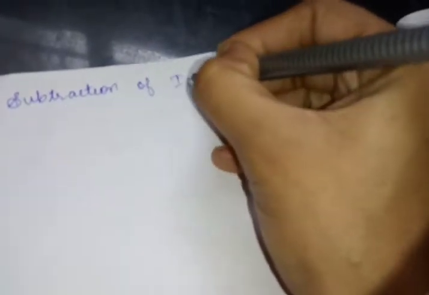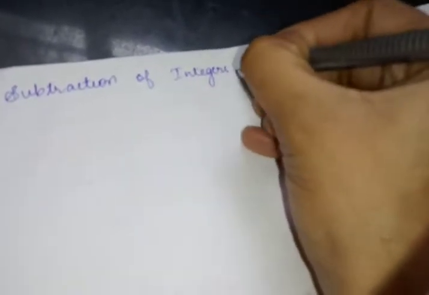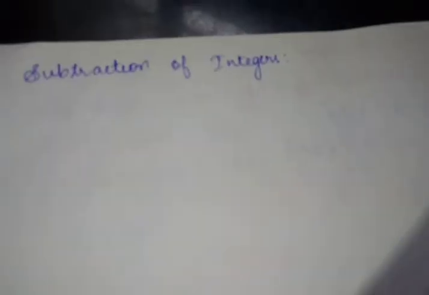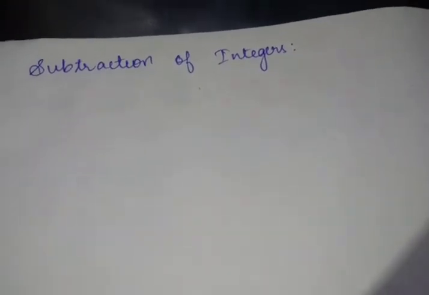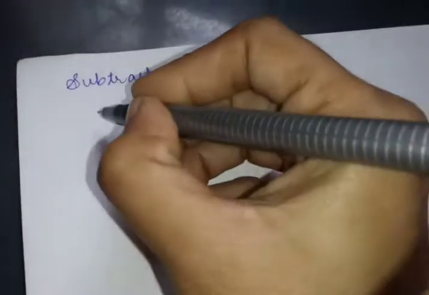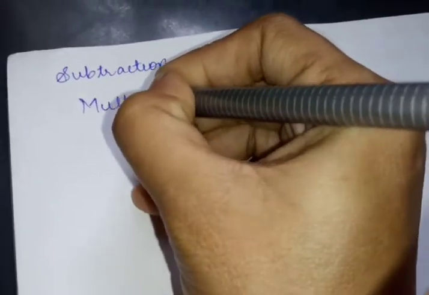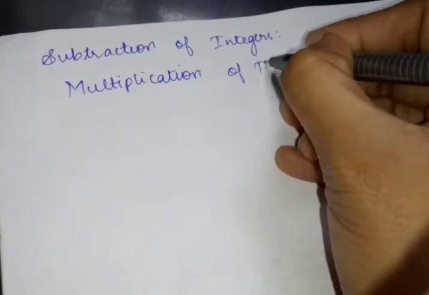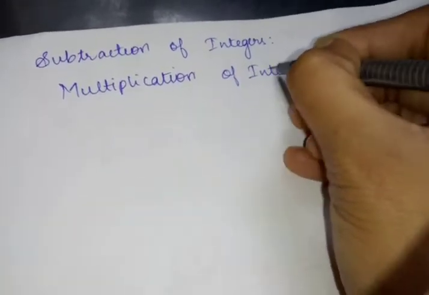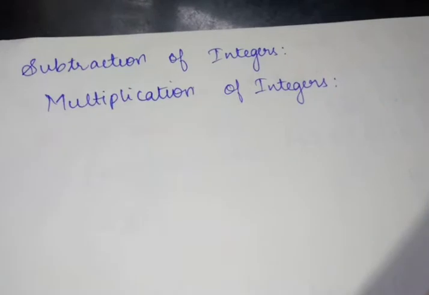Next topic which we are going to deal is about subtraction of integers. Okay. So before going to the subtraction, if you learn these rules and regulations, it will be easy when you deal with the subtractions. Okay, so before going to that, we are going to deal with multiplication of integers. If you learn multiplication of integers, it will be easy to do the subtraction of integers.